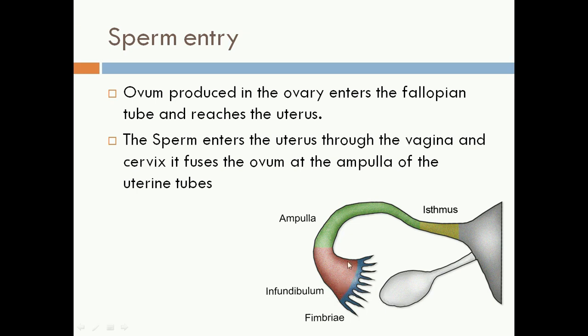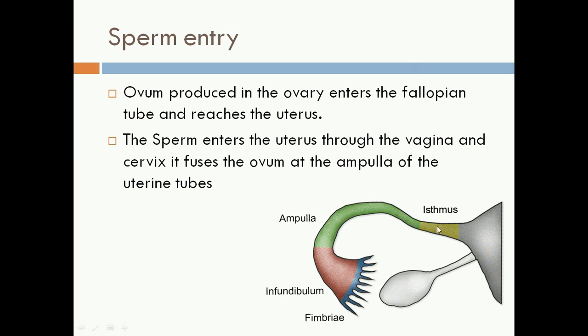Then the next broader portion of the fallopian tube, which is stained pink here, is called the infundibulum. This is a broad area to receive the ovum. Then the ovum reaches this greenish area here, which we call the ampulla. This is a place very favorable for fertilization, and once fertilization occurs, it is no more called an ovum, but it is called a zygote.